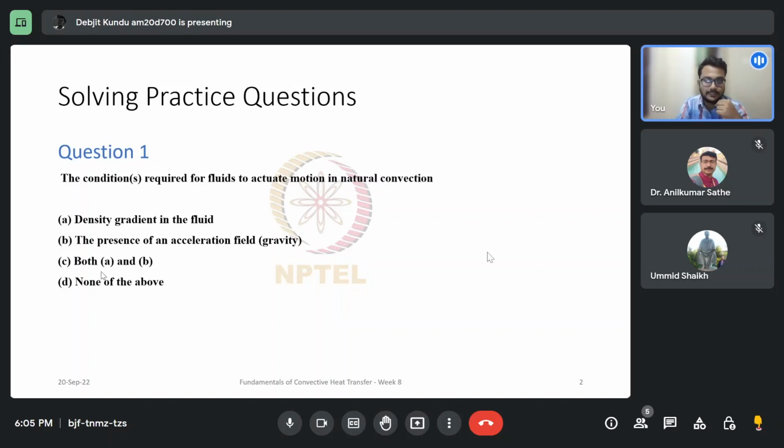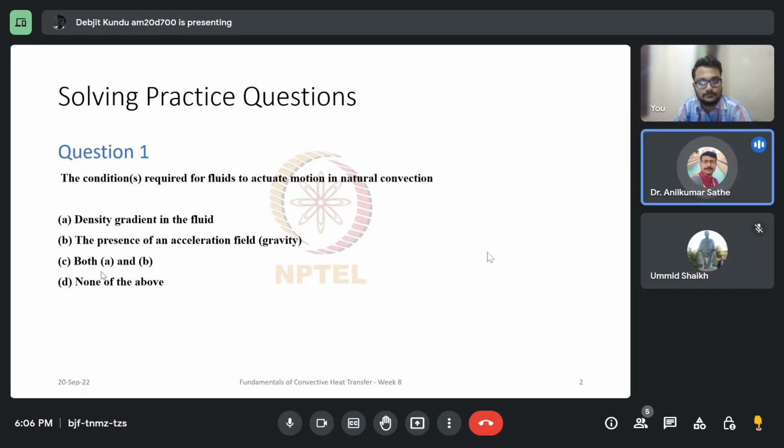Is it option A, density gradient in the fluid? Is it option B, the presence of an acceleration field, gravity sort of thing? Is it option C, both A and B, or is it option D, none of the above? Both A and B. Okay.